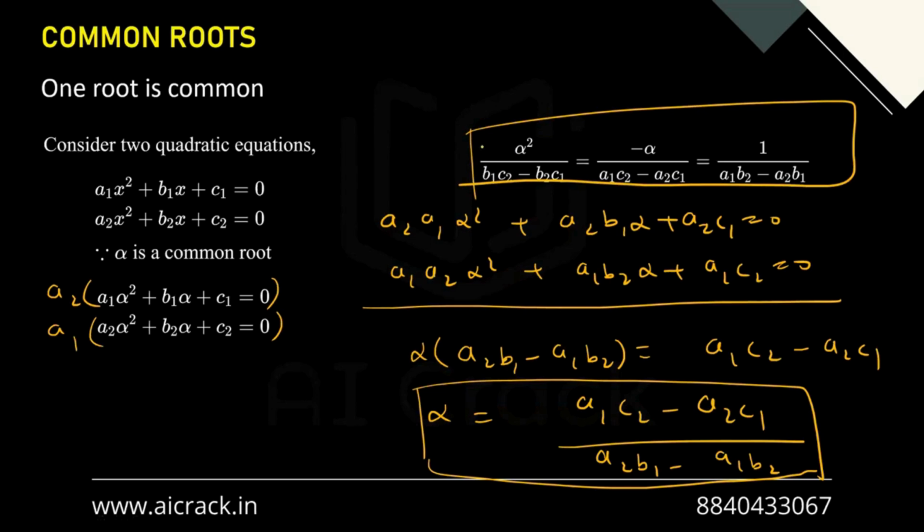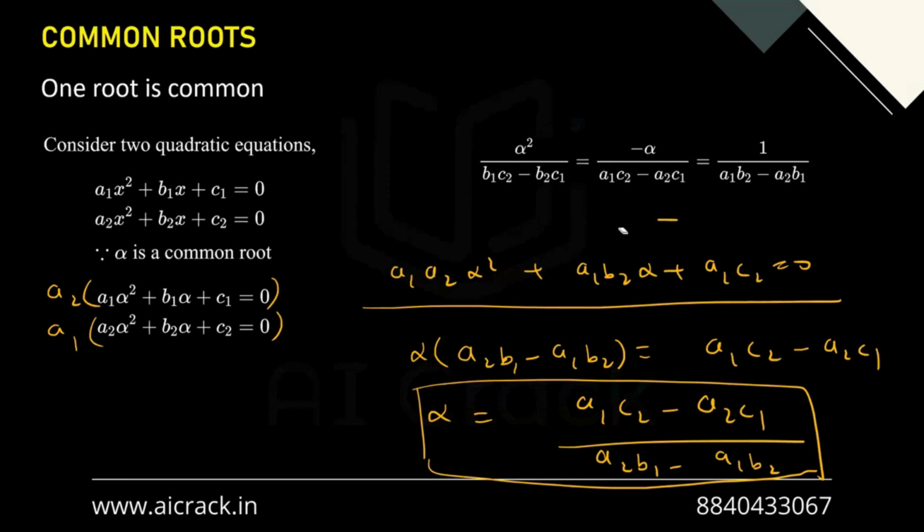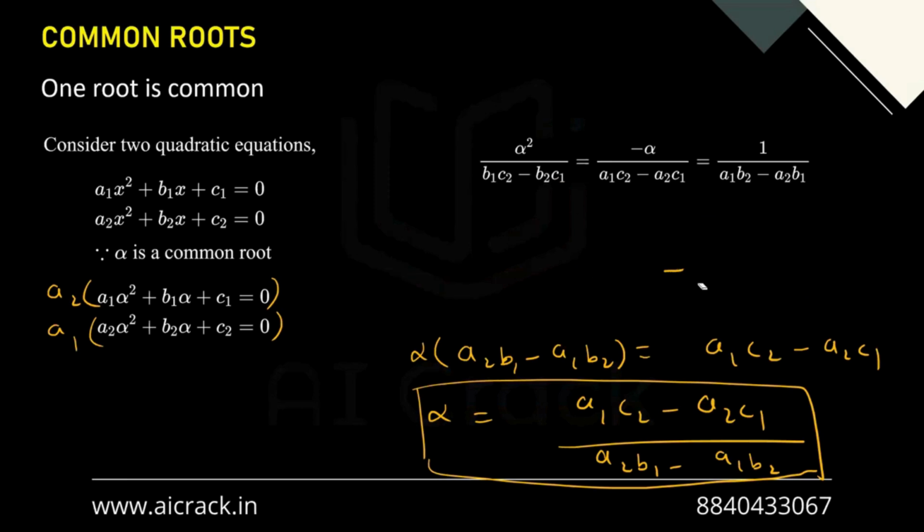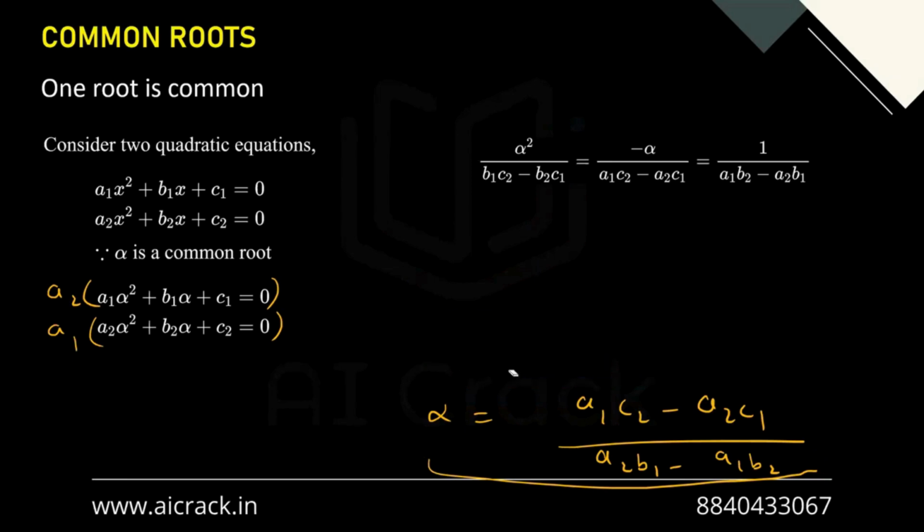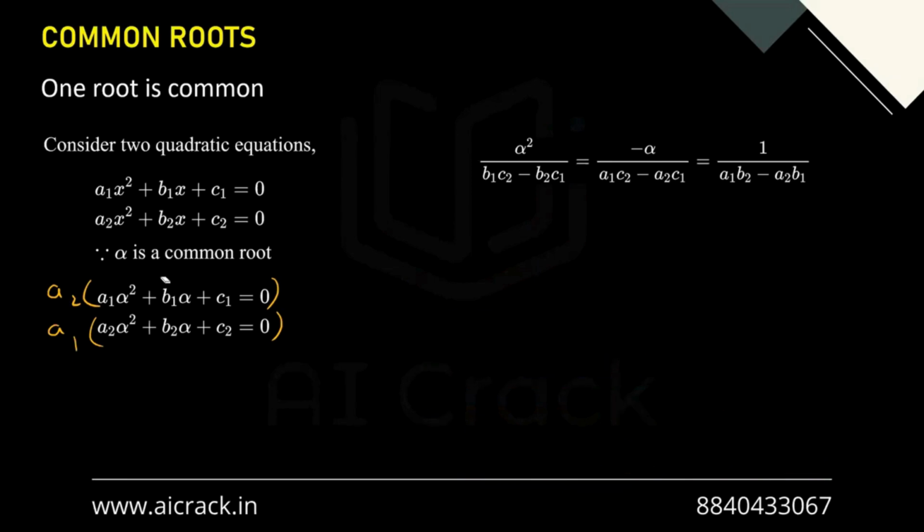Okay, so that was a very crude method to find out this triplet condition. Let's try to understand a basic or shortcut method to write down this condition. So what we'll do, we'll start with alpha square, minus alpha, and 1. This you have to remember, or you can take the reference from the equation itself.